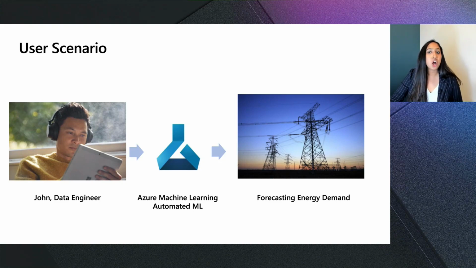Now, as you can tell, John understands his data very well, and he knows the business needs. He has a basic understanding of what ML can do for him. And John does not have the time to create experiments and tune hyperparameters. He just wants to get started quickly. So let's see how John can use automated ML from the Azure Machine Learning Studio to forecast energy demand.